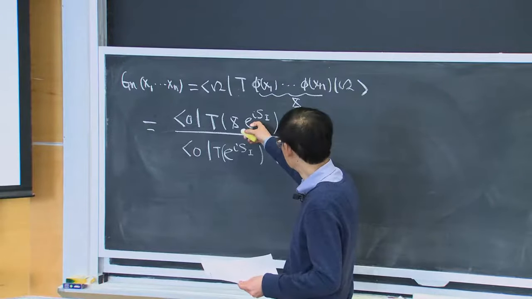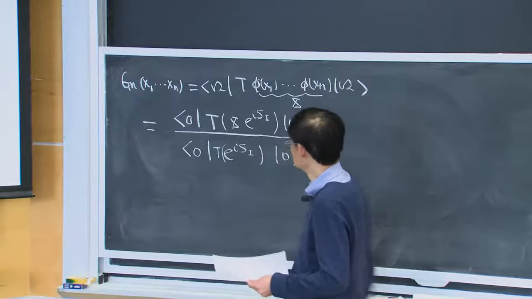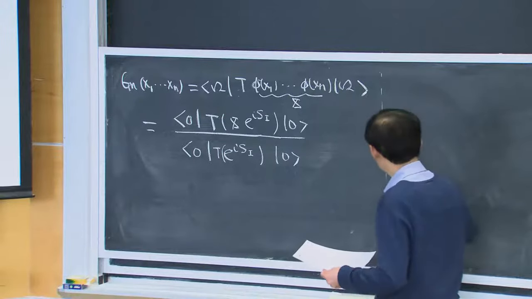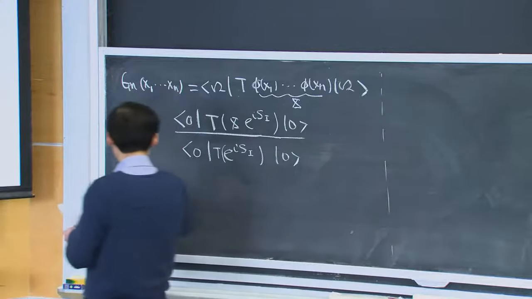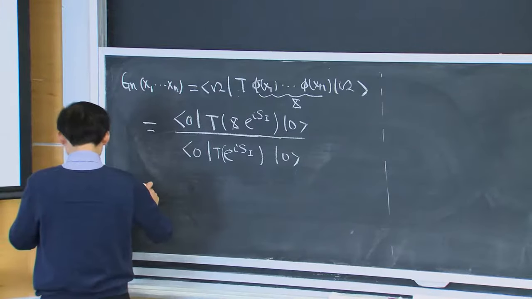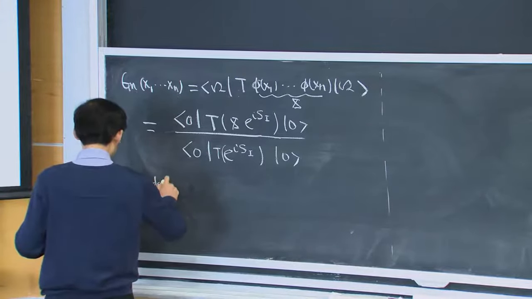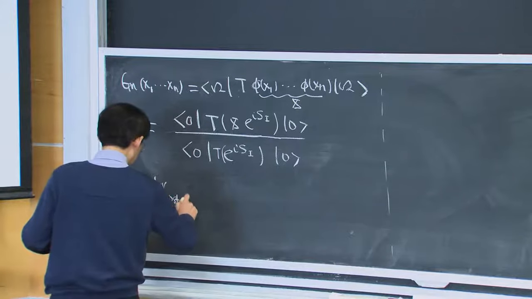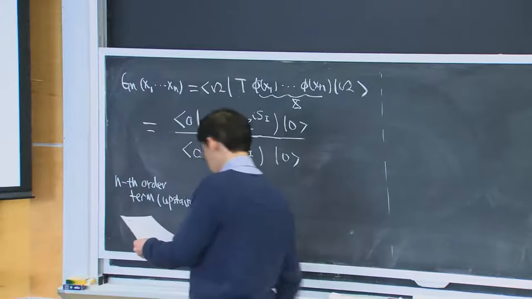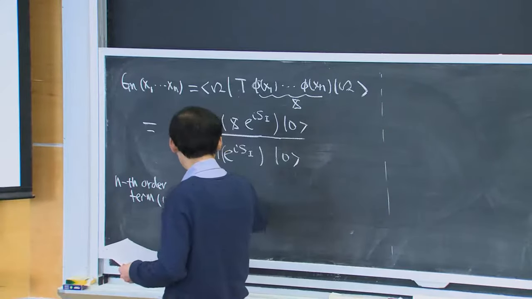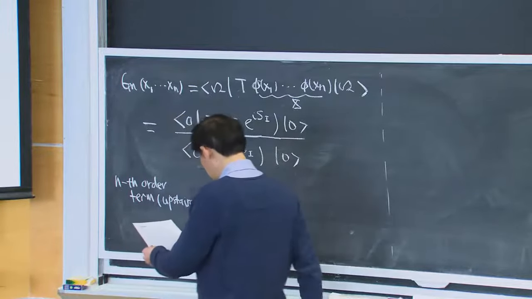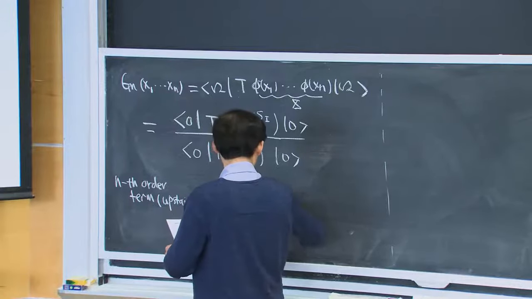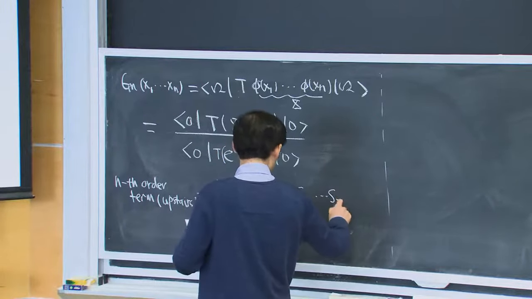So what we do is we just expand these two exponentials in power series. When you expand in power series, then for example, the nth order term in the upstairs has the following structure. You have i to the power n over n factorial. Then you have T of the product of phi(x), then S_I to the power n, okay?